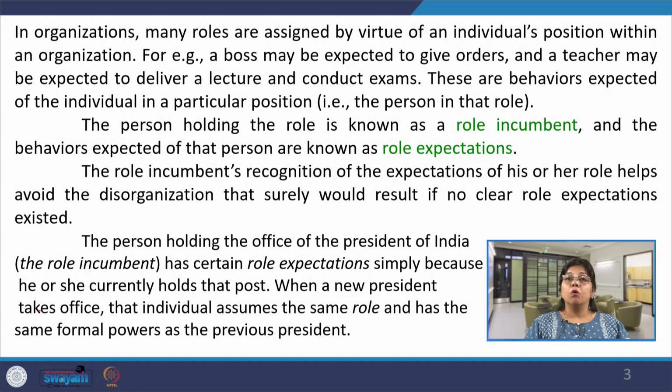So, the person holding the office of the President of India, this is just an example, is a role incumbent and has certain expectations simply because he or she currently holds that post.